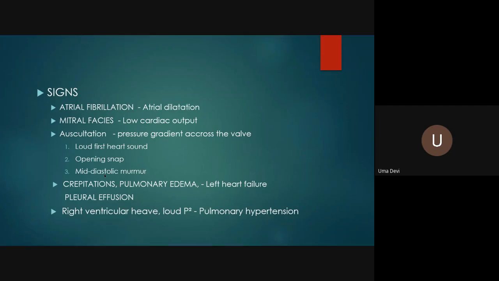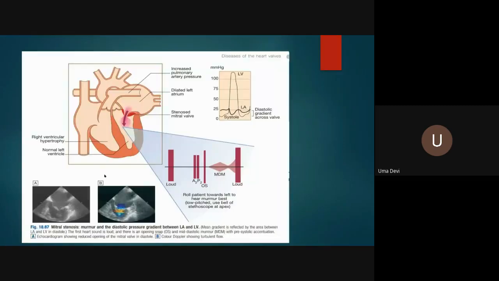Then, of course, you will have features of heart failure, crepitations because of pulmonary edema. Then, because of the right heart involvement, you can have pleural effusion, and you can have a loud P2 when there is right ventricular hypertrophy occurring. The apical impulse may be pushed out, but not down, and you may get a right ventricular heave. When you auscultate the pulmonary area, you may hear a loud P2, and on palpation, you can feel the palpable second heart sound.